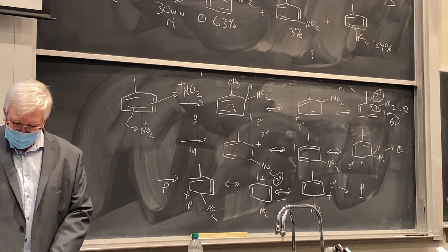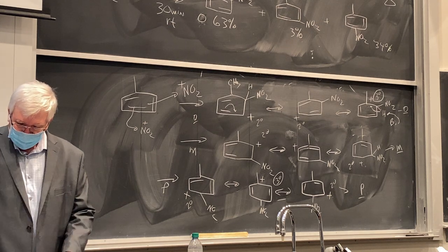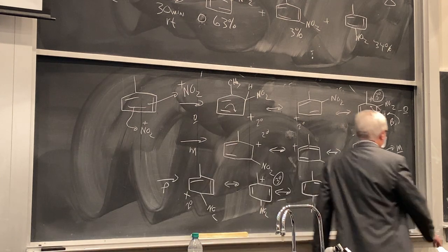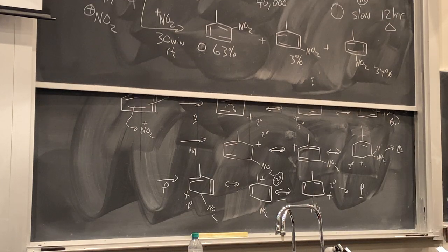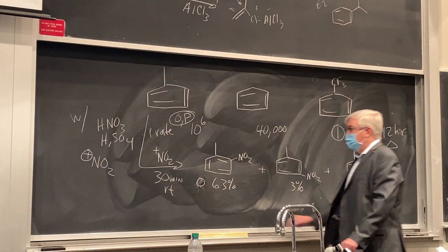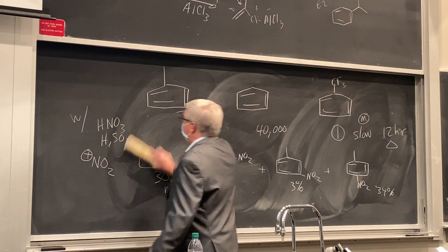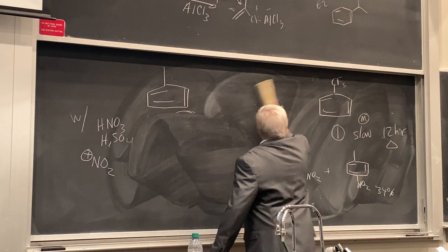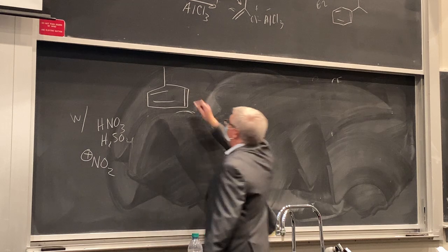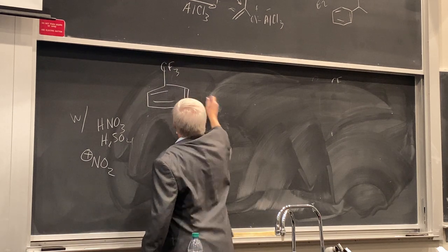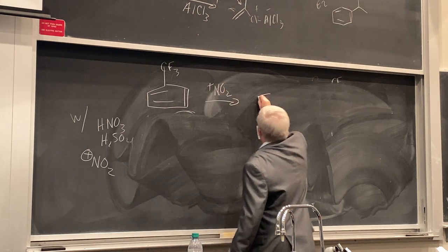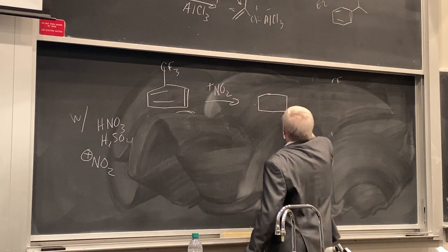trifluoromethyl. We've got trifluoromethyl, and that one's going to give us the meta product. And we can analyze the same thing here. We've got trifluoromethyl now, and we've got our nitro. And let's just do all the same ones.